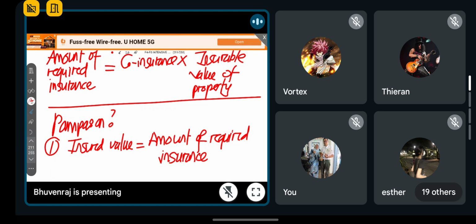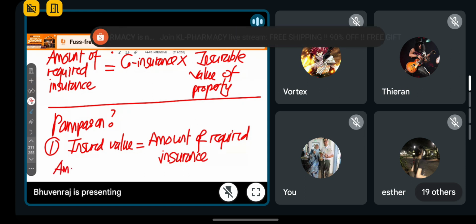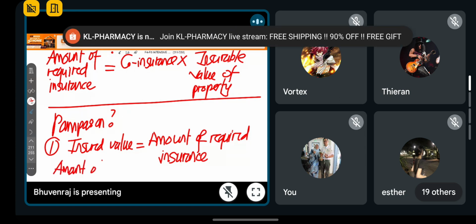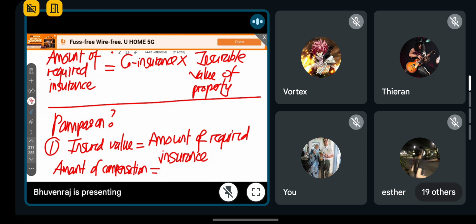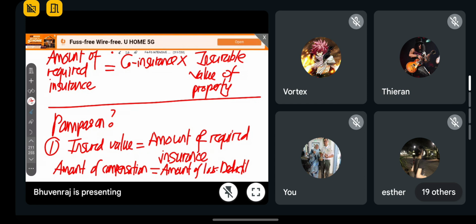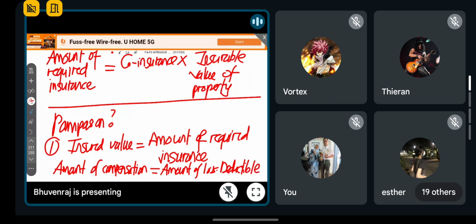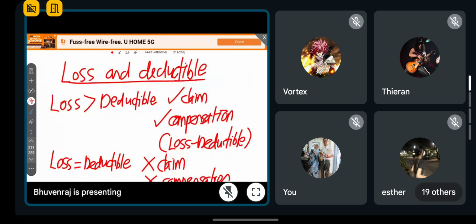So jadi yang ni, can you all tell me macam mana nak cari pampasan kat sini? How to find compensation over here? What's the formula? This one is exam favorite question, guys. Soalan exam paling favorite. Very good. Amount of loss minus deductible. Okay, so this is the first case. Okay, still got some more cases.